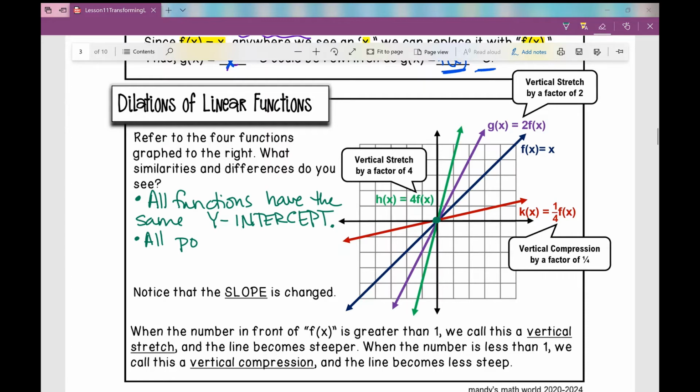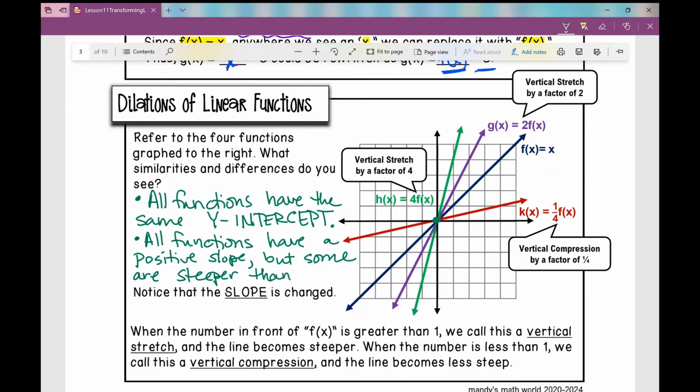Oh, I'm not writing that right. All functions have a positive slope. But what do you notice about the steepness? You've got some that are steeper than others. So we just noticed that really the slope has changed. We've got some that have a really flat slope and some that are steeper. So the slope is what has changed.